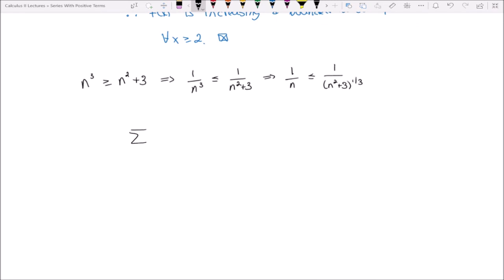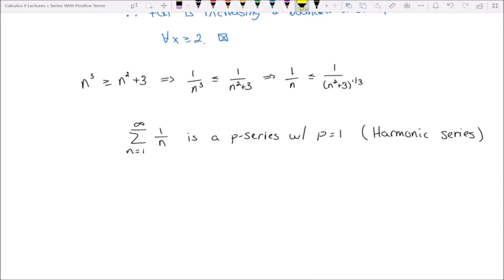Now take a look at this series. This is a p series with p equal to 1. Specifically, this has a special name. This is known as the harmonic series. So a p series where p is 1 is called the harmonic series, or is just called harmonic.